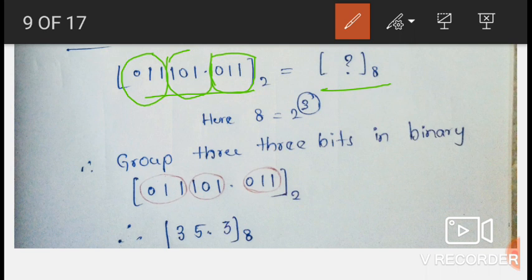We have to group the bits starting from the point. How? I have to group 3 bits, so I group these 3 bits, and these 3 bits, and these 3 bits, and these 3 bits. What is the value of 011? Its value will be 3. What is the value of 101? Its value will be 5. What is the value of 011? Its value will be 3. So like this we can convert from base 2 to base 8 number system.